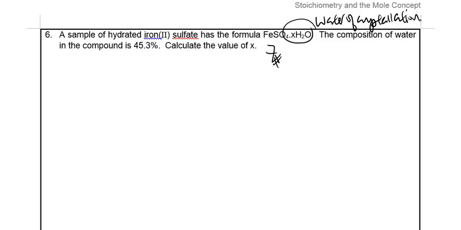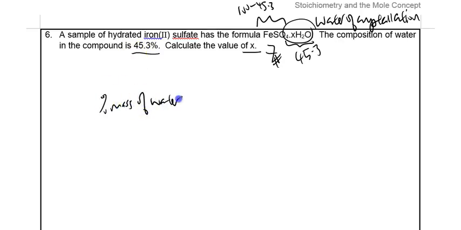We know that in this sample of hydrated iron(II) sulfate, 45.3% of it is water. So this is 45.3%, which means this is the rest of it, 100 minus 45.3. So we need to calculate the value of x. We can do this in a very typical percentage mass calculation. So we know that the percentage mass of water is equal to 45.3%.